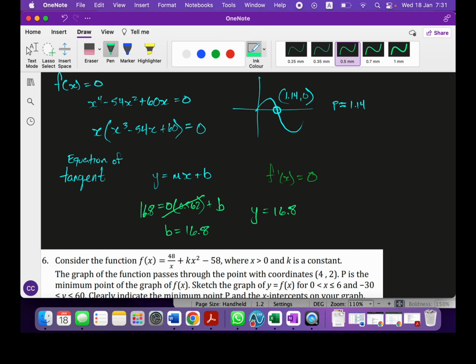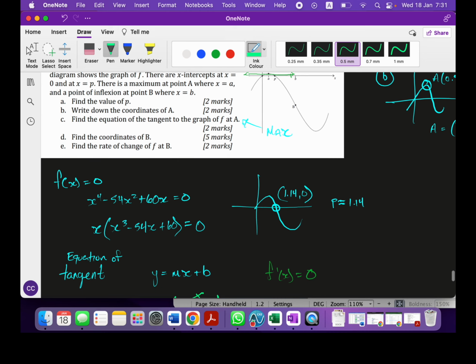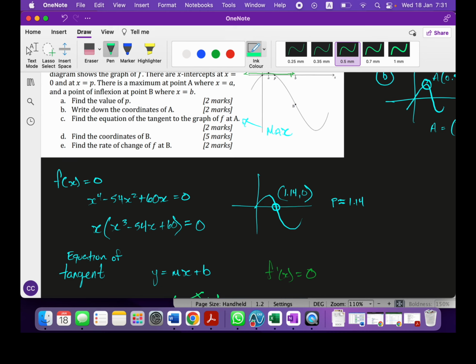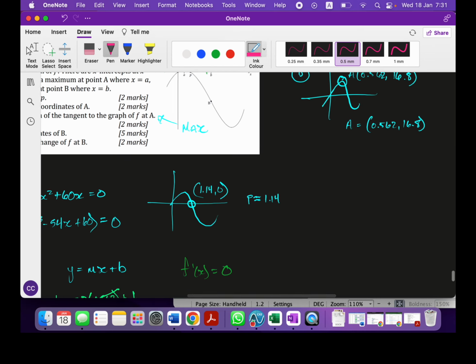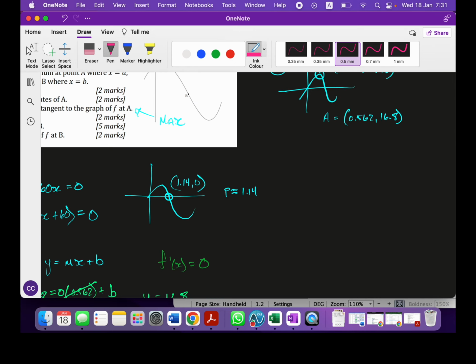All right, so that's all that we have to do to find that one. I think that's manageable. Up next, find the coordinates of point B. Okay, so point B, we've been told, is the inflection point. We find the inflection points. Inflection points happen where the second derivative is the same as 0. So if the second derivative is 0, we'll have our inflection point.